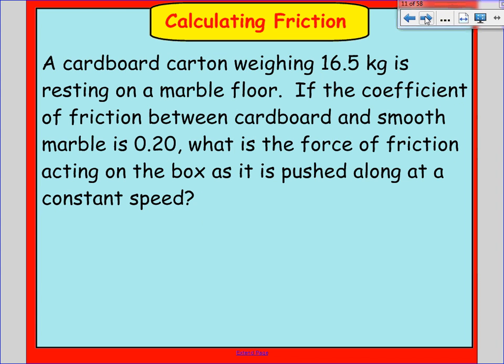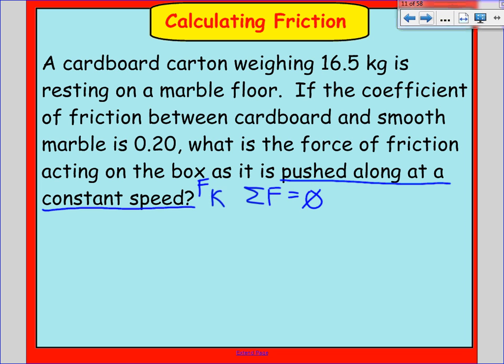So let's look at an example. A cardboard carton weighing 16.5 kilograms is resting on a marble floor. If the coefficient of friction between cardboard and smooth marble is 0.20, what is the force of friction acting on the box as it's pushed along at a constant speed? The first thing I notice is that it's being pushed along at a constant speed. Not only does it tell me that I'm dealing with kinetic friction, but I'm also dealing with an object that is in equilibrium. So in other words, the sum of the forces is equal to 0.